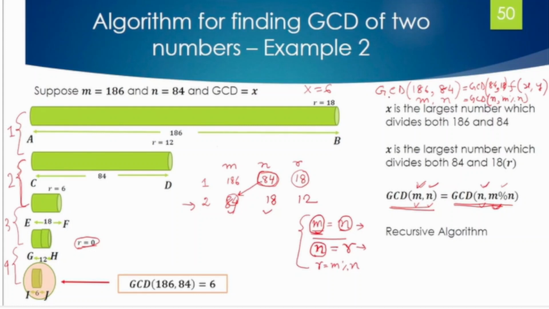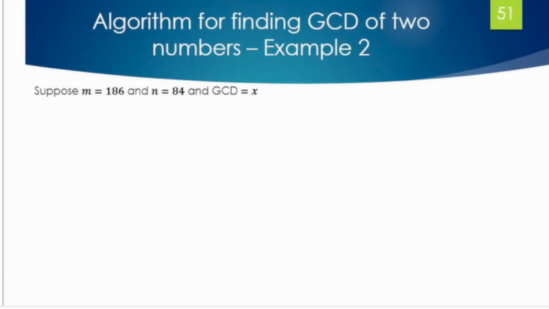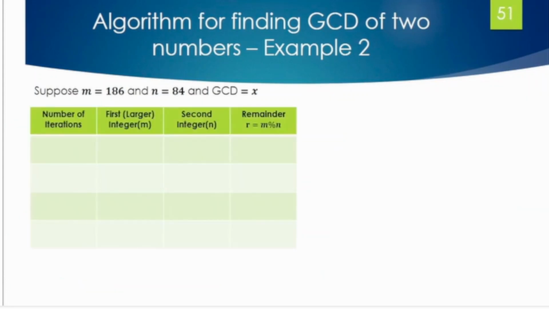But see, we are defining the GCD of this with the help of the GCD of something else. So we are referencing the same definition again and again, and this is what is known as a recursive algorithm, right? So now let us see for this particular example how it actually works.